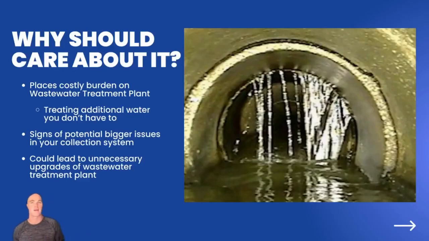Okay, so why should you care about it? Here on the right, there's just tons of water coming into the pipe. Why do we care that this is happening? Well, one, you're going to have more operational costs at your wastewater treatment plant. So now we're treating additional stormwater and things that you don't have to treat. It's a sign of a bigger issue in your collection system. So it means that you may be setting yourself up for a larger failure down the road. You might have big clogs or something that you haven't really investigated. And then on top of it, I'll share on the next slide, you may be upgrading your wastewater treatment plant way sooner than you need to.